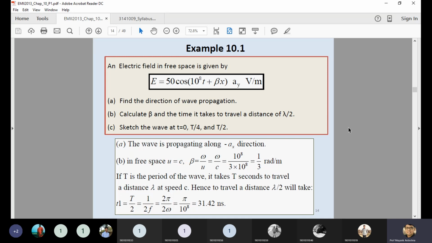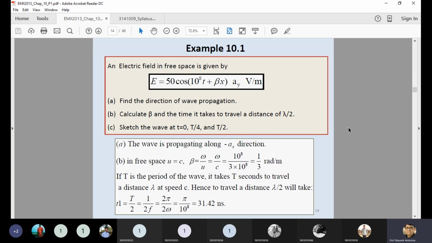You can see it's 10 raised to 8 t plus beta x. So it's minus, minus x, so it becomes a plus. That's why this signal is moving in the negative x direction. You can easily calculate the beta. Either you can write 2 pi by lambda, which is also fine, where you can find out the lambda based on this frequency. Otherwise, you can also use beta is equal to angular frequency omega divided by its velocity.